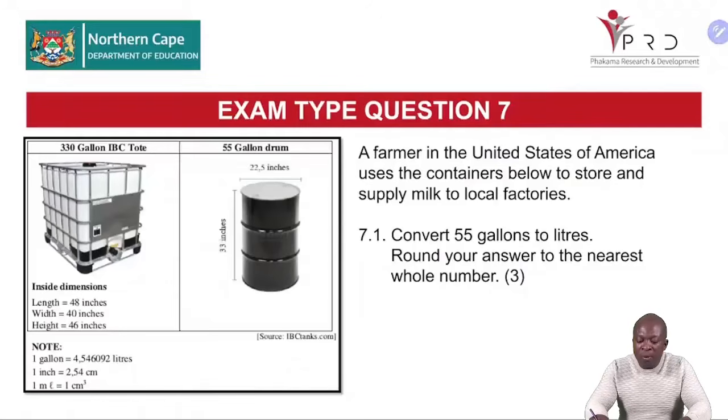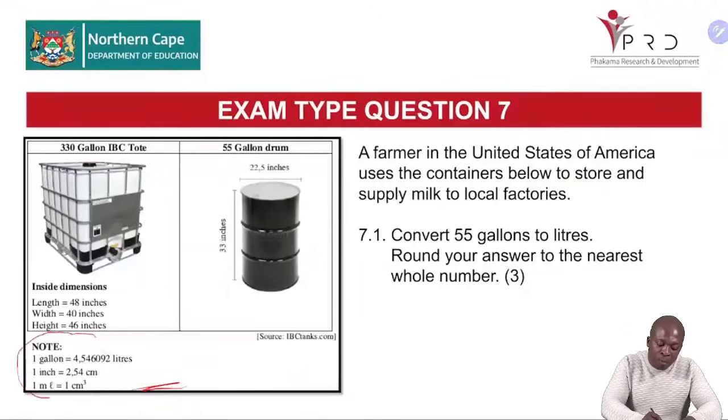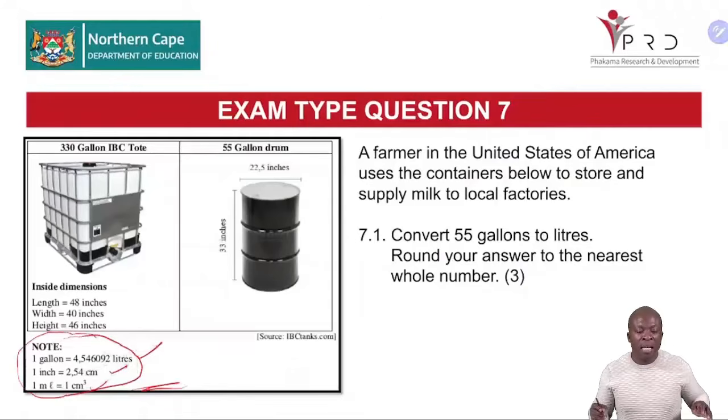A farmer in the United States of America uses the containers below to store and supply milk to local factories. So they gave us the information here, and then there's a note. They are saying 1 gallon is equal to this much liters, 1 inch is this much centimeters, 1 millimeter is equal to what centimeters cube.